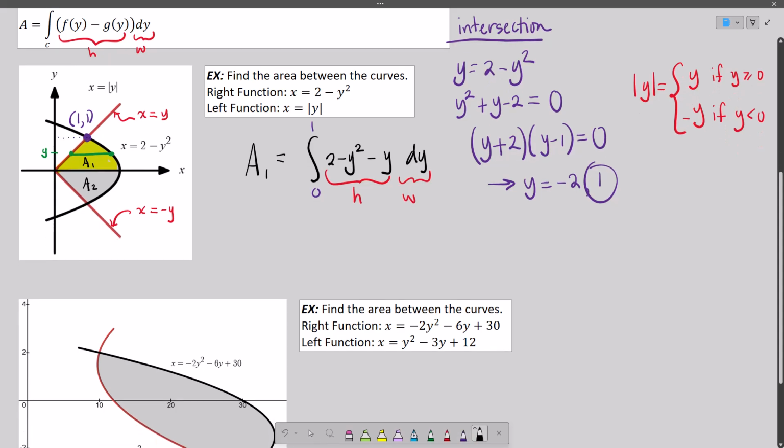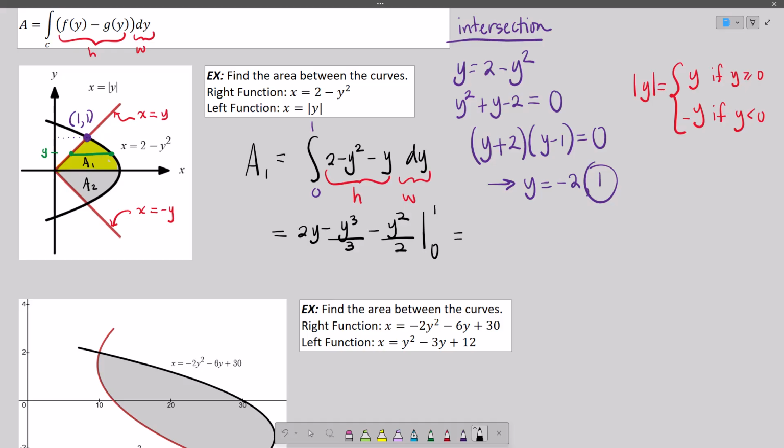So that's our solution for this exact problem. Now we're integrating a polynomial, so we use the power rule for integration. Add 1, divide by the new exponent. So we're going to have 2y minus y cubed over 3 minus y squared over 2. And that's going to go 0 to 1. Plugging in 0 is a dud. That's not going to give us anything. Plug in 0, we get 0. So we really just need to focus on plugging in the 1.